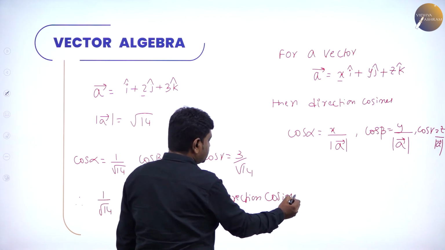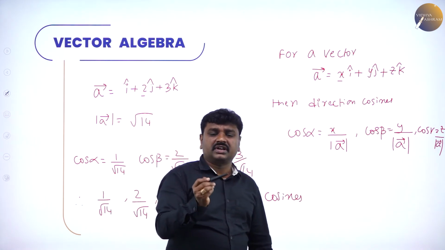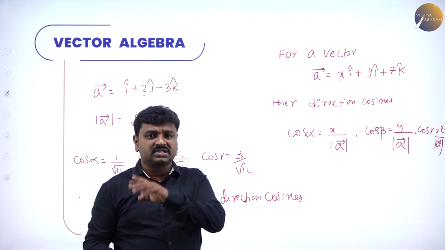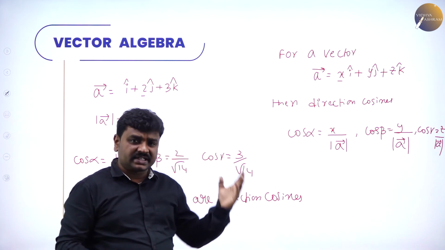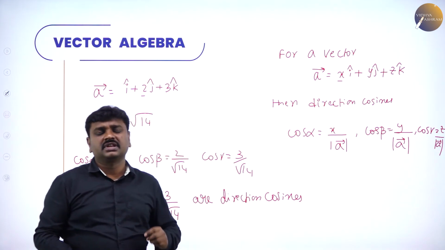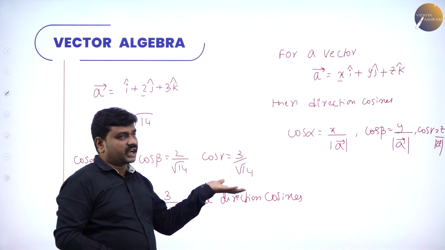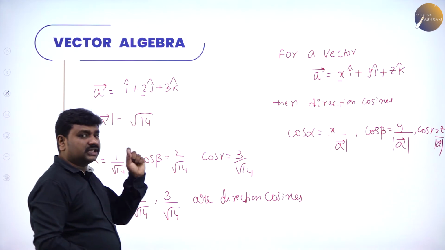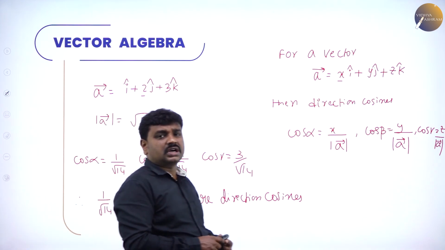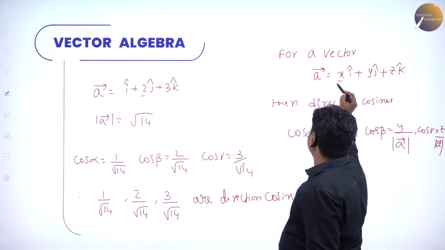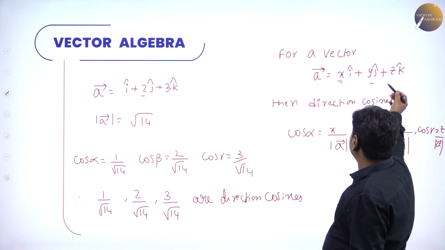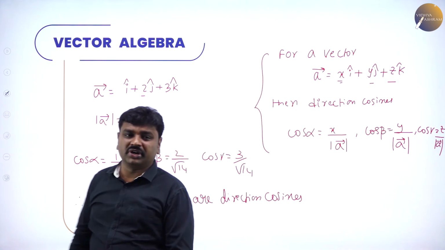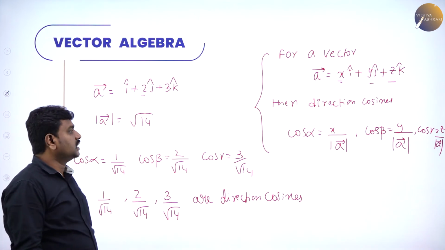What are direction cosines? Cosines of the angles made by the vector with the x axis, y axis and z axis respectively. Cos alpha, cos beta, cos gamma. Alpha is the angle made by the vector with the x axis. Beta is the angle made by the vector with the y axis. We draw a triangle to define and derive it. But whenever they give a vector, how to find direction cosines? Cos alpha is the coefficient of i, that is x by magnitude. Cos beta, y by magnitude. Cos gamma, z by magnitude. Please make a note of this and solve this problem. I hope all of you understood how to find direction cosines.